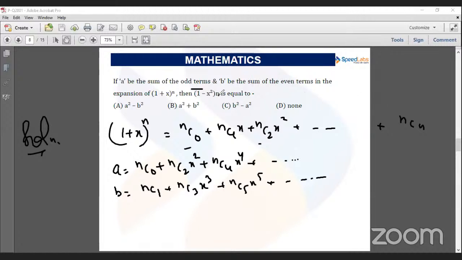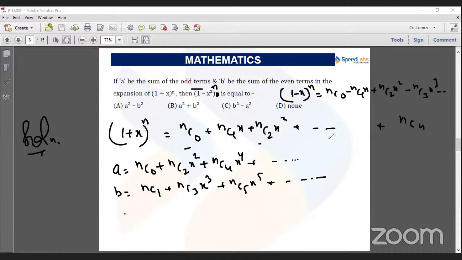Okay, it is 1 minus x square power n. Okay, got it. So we will find, 1 plus x power n can be written as a plus b, and 1 minus x power n can be written as the odd terms. It will be nC0 minus nC1 x plus nC2 x square minus nC3 x cube and so on. So the sum of even terms is 0. It will be 1 minus x power n.